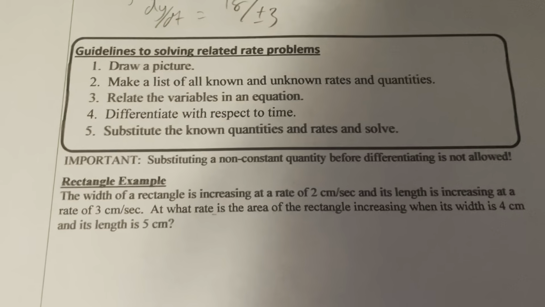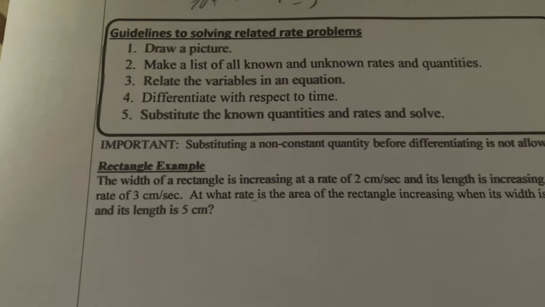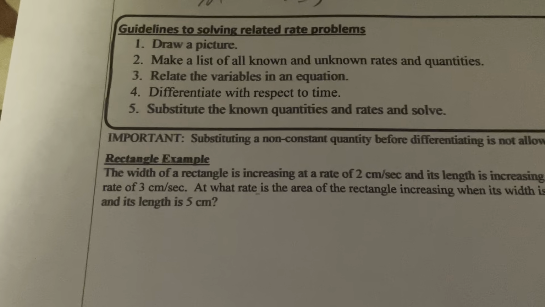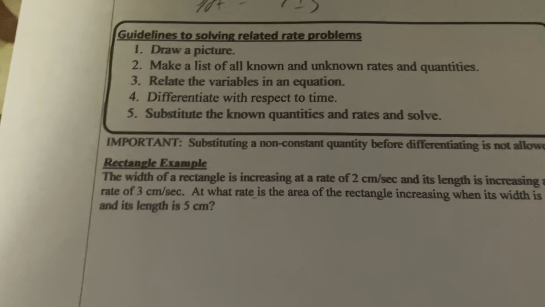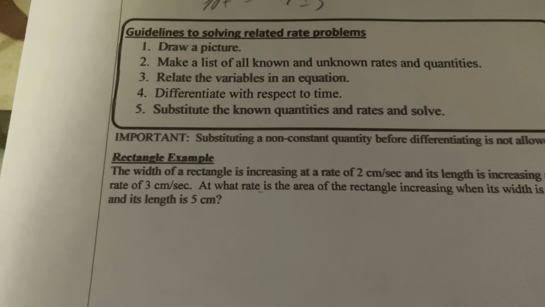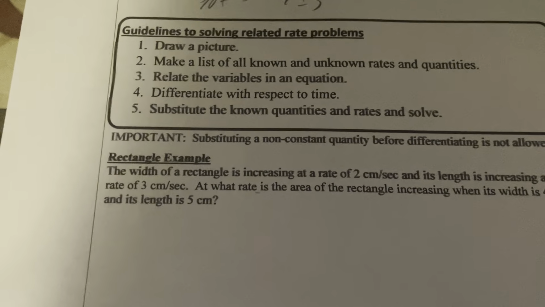A rectangle example. The width of a rectangle is increasing at a rate of 2 centimeters per second, and its length is increasing at a rate of 3 centimeters per second. At what rate is the area of the rectangle increasing when its width is 4 centimeters and its length is 5 centimeters? So we know its width.